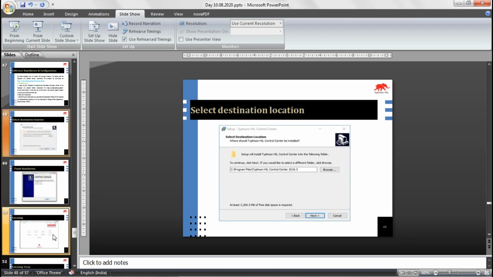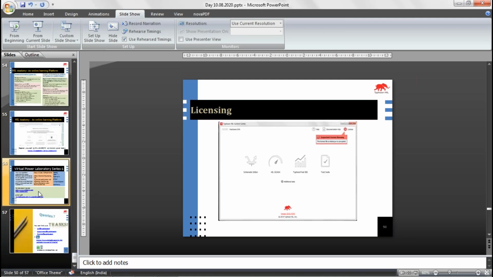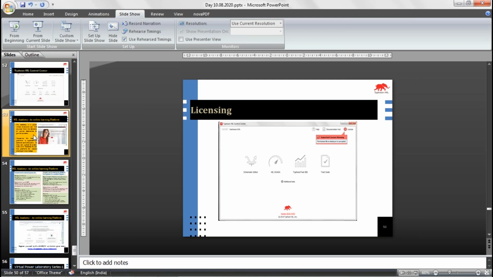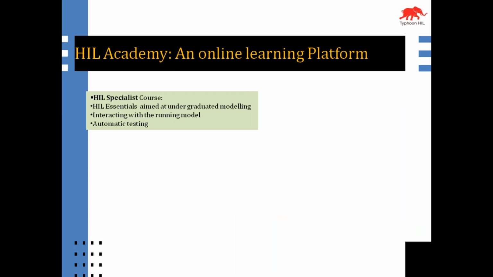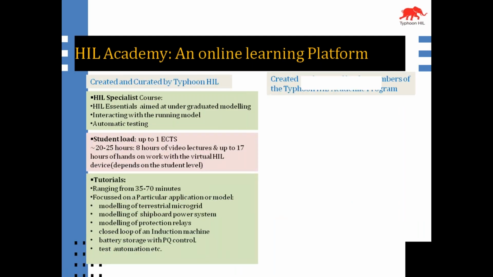You can also log into this HIL Academy part. HIL Academy is an online learning tool for us. This is a platform where you can find all the courses from every domain. These are the specialist courses provided for ECTS. ECTS means it is provided according to the European standard. These are the number of hours provided.